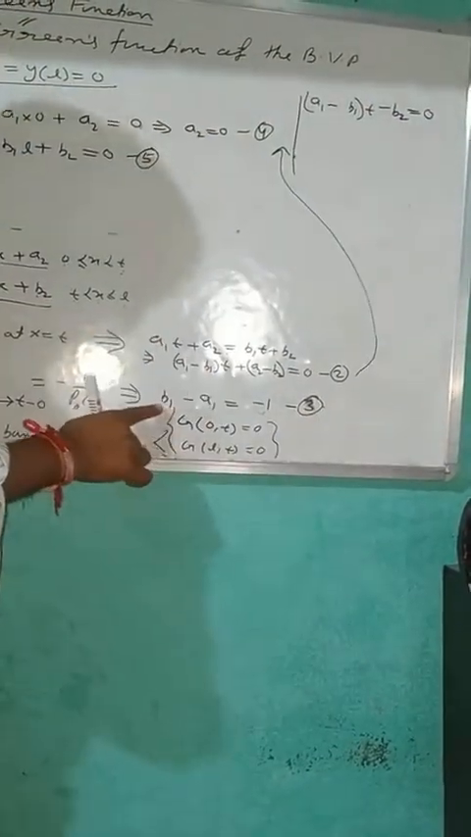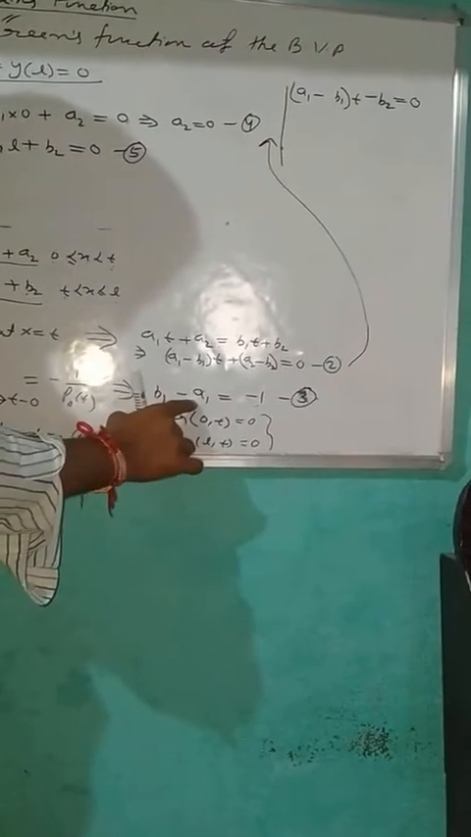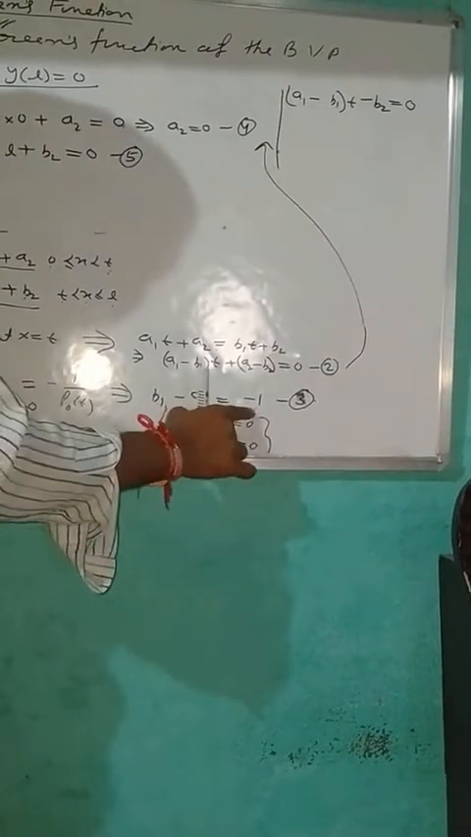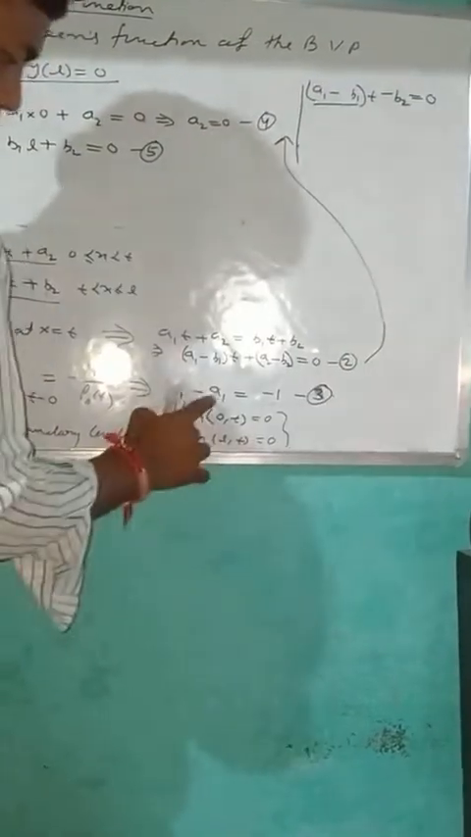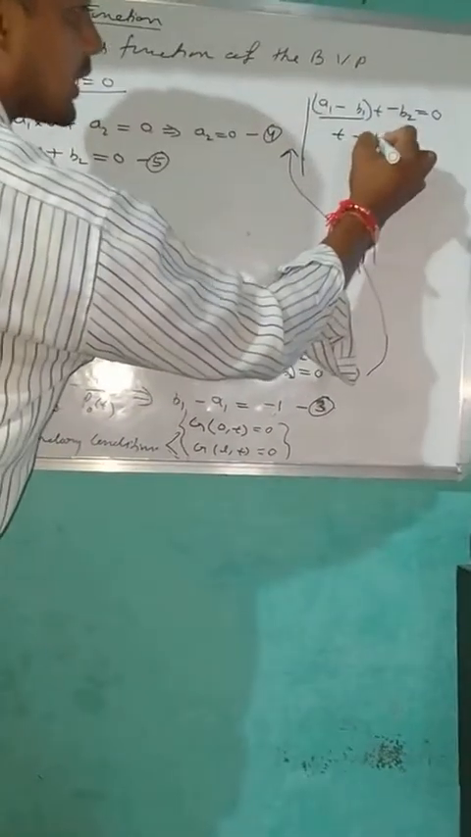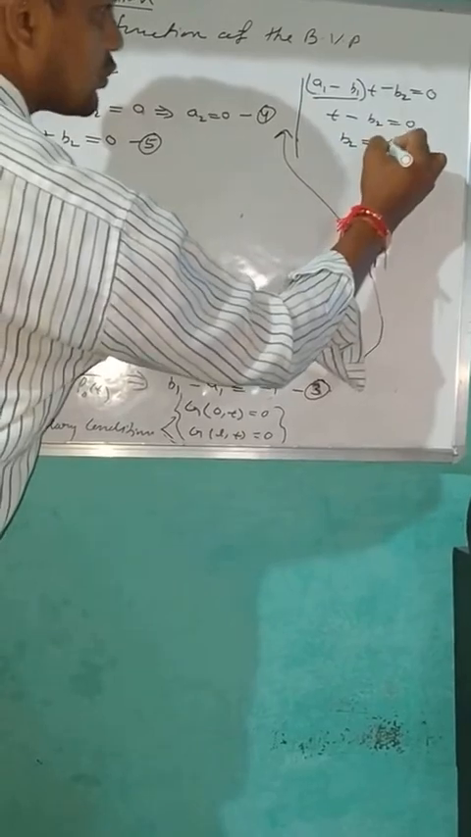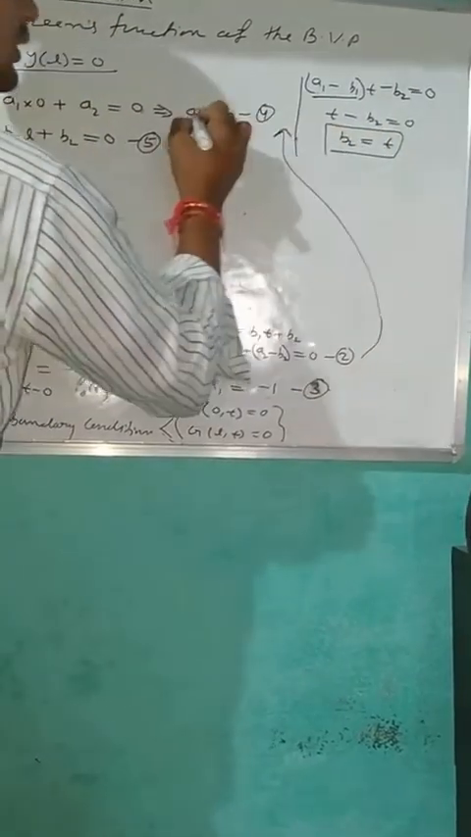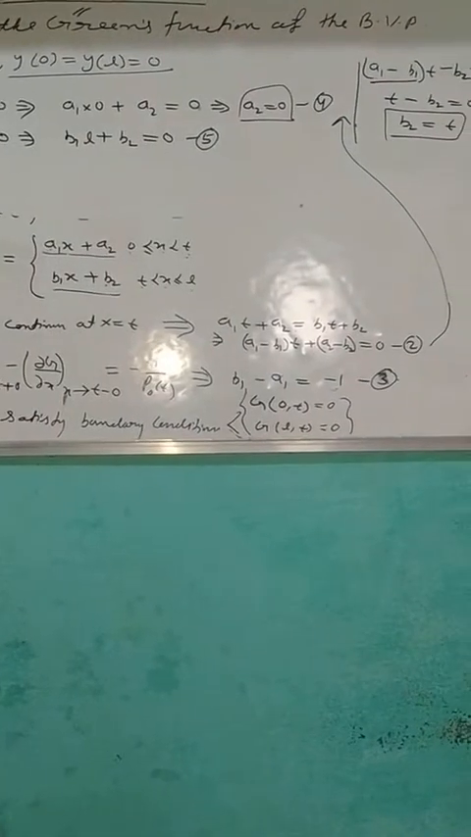And we know that from the equation, b1 minus b2 equal to minus 1, it means a1 minus b1 equal to 1. At the place of this we can put 1. Then a1 minus b1 equal to 1, then it is t minus b2 equal to 0. It means the value of b2 equal to t. This is a second constant and coefficient.